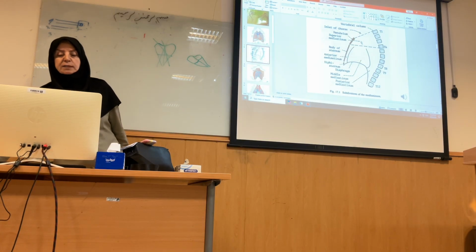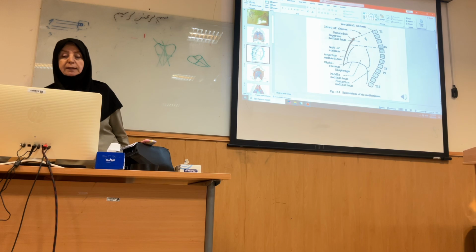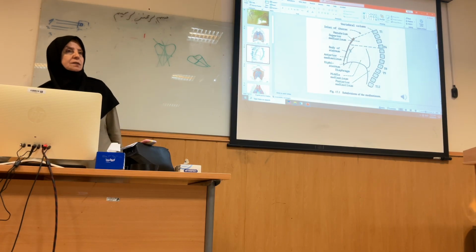Now, the thymus is one of the contents of the superior mediastinum. In a baby, it is large. If it is large, it extends into the anterior mediastinum. Okay? So, a continuation of the thymus is visible in the anterior mediastinum.